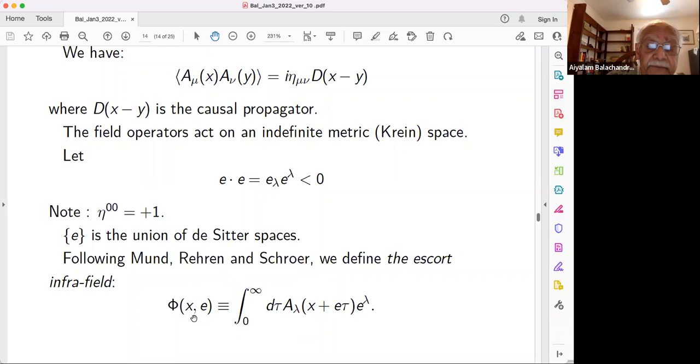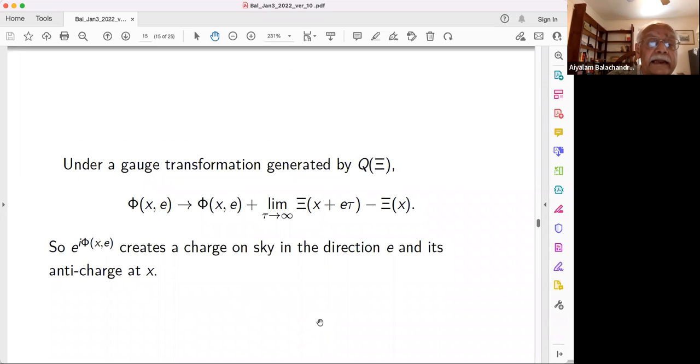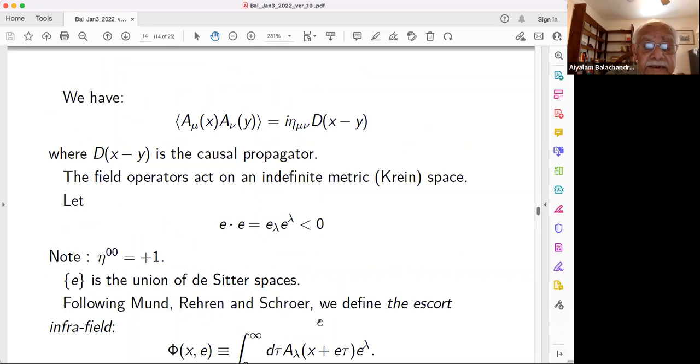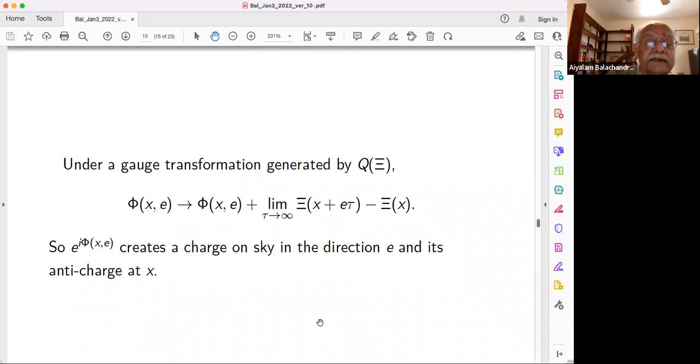So this phi is like a Feynman, what is it? Path ordered integral, okay, that we normally use, but in the infinitesimal form. Okay. So this is phi. Okay. And we can ask what is the gauge transformation property of this phi. Okay. And it is very simple. And Dirac knew this. Okay.